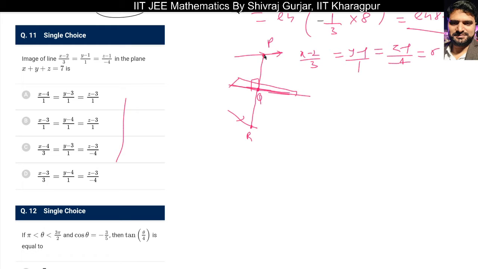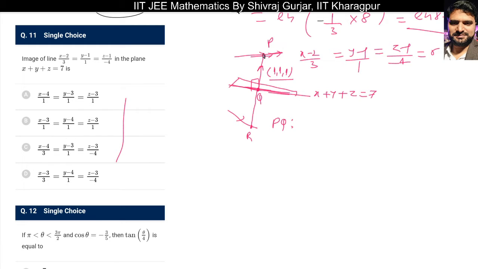इस लाइन पे कोई भी पॉइंट, अच्छा ये जो लाइन है इसकी डायरेक्शन. The plane is x plus y plus z equals 7. So direction cosine of its normal will be 1, 1, 1. Direction ratios basically 1, 1, 1. So we can write the equation of line PQ. So what will be line PQ?